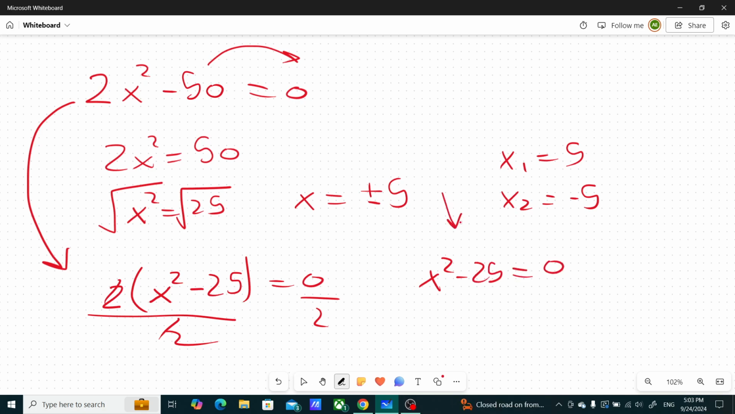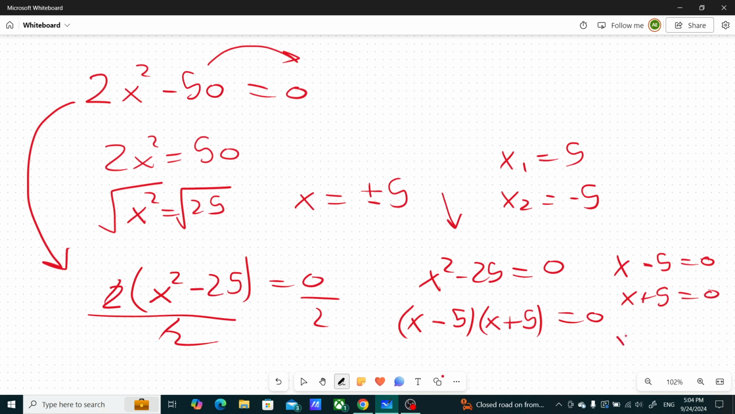So if I look here, this is a difference of 2 squares, and we know that difference of 2 squares can be written like this: square root of the first minus square root of the second, and then square root of the first plus square root of the second. So this is the factorized form, and if I solve, I will find that x minus 5 equals 0, x plus 5 equals 0, giving me an x1 of 5 and an x2 of minus 5. Okay.